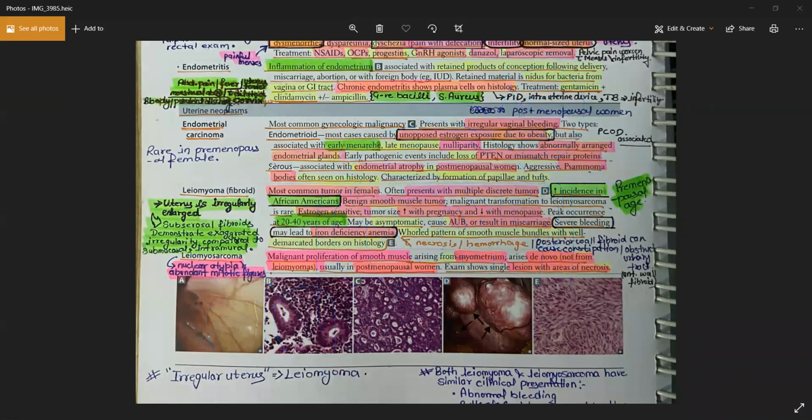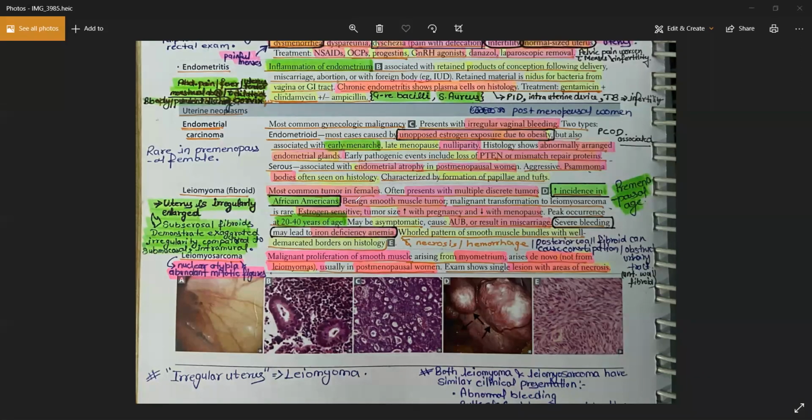Now let's discuss. It is the most common tumor in females, often presenting with discrete tumors, with increased incidence. And please note, the incidence will be increased in African Americans. Step 1 can ask you this. I have a question in UWorld, I think, and they will ask you why this African patient is having a leiomyoma. Because the genetic predisposition is present. All these African Americans will be at an increased risk of getting this tumor.